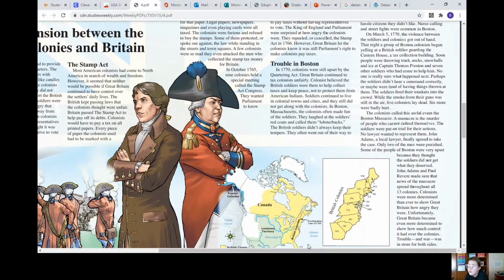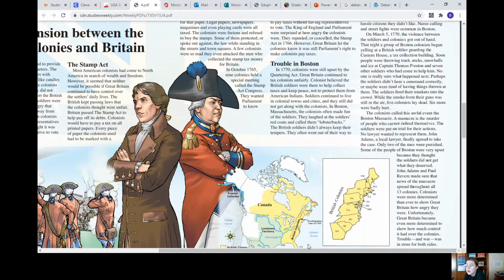That night, a group of Boston colonists began yelling at a British soldier guarding the custom house, which was a tax collection building. Soon people were throwing trash, rocks, snowballs, and ice at Captain Thomas Preston and 7 other soldiers who had come to help him. No one is really sure what happened next. Perhaps the soldiers didn't hear a command correctly, or maybe they were tired of having things thrown at them. The soldiers fired their muskets into the crowd.